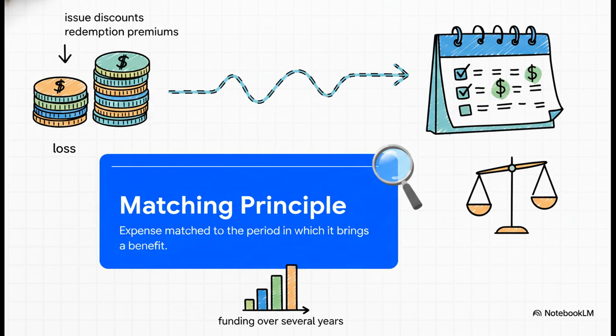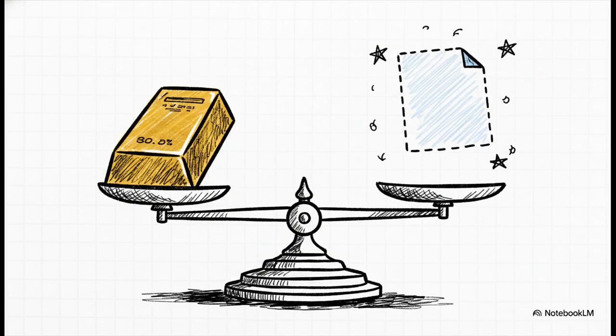This rule dictates that an expense absolutely must be matched to the period in which it brings a benefit. Since the debenture provides funding over, say, several years, we spread that loss out, debiting the profit and loss account just a little bit each year over the entire life of the debenture. So let's see how this actually plays out on the balance sheet.